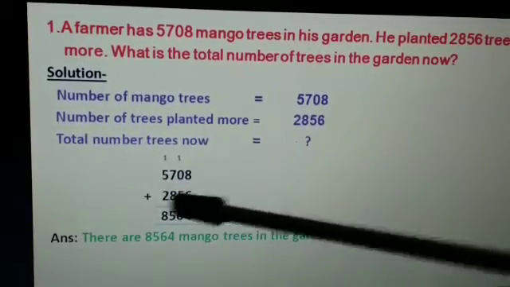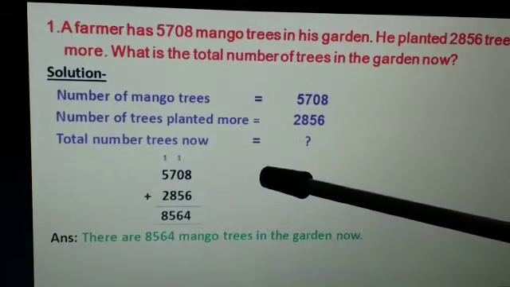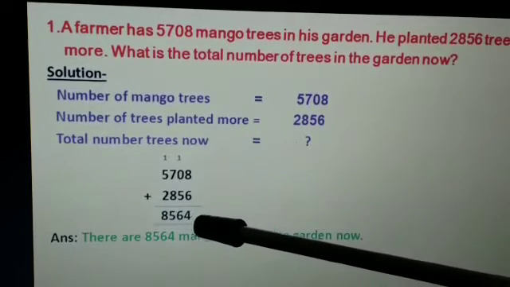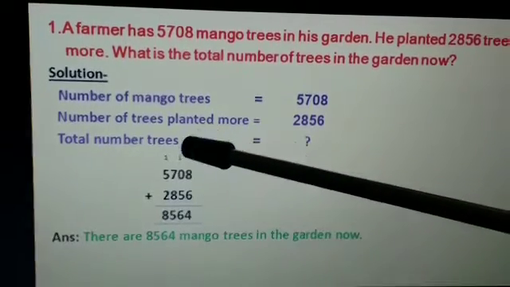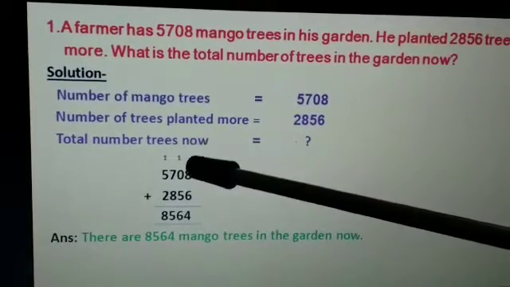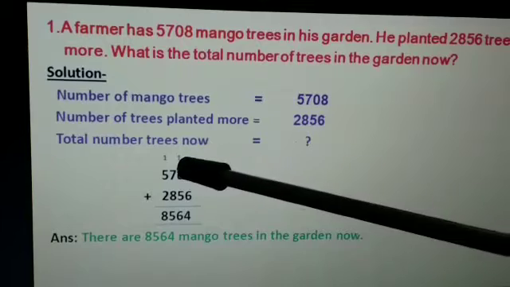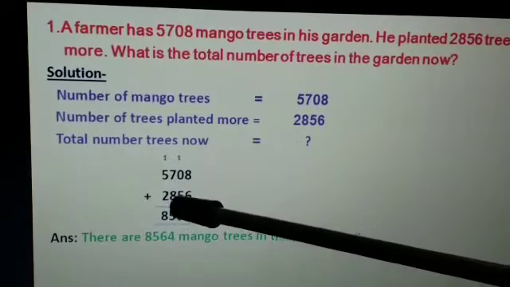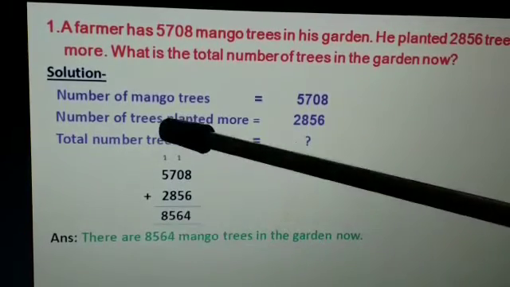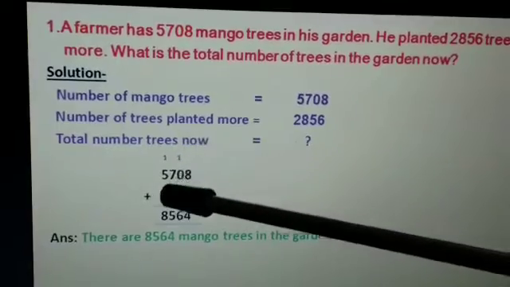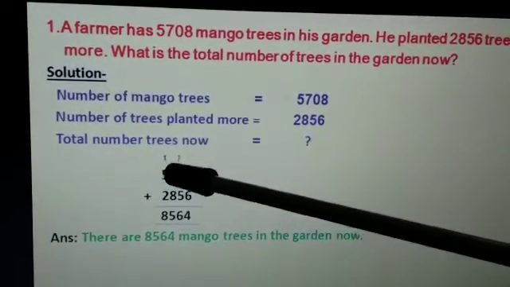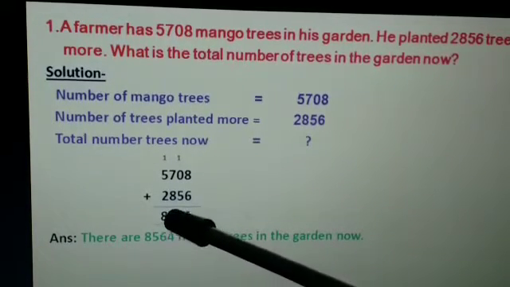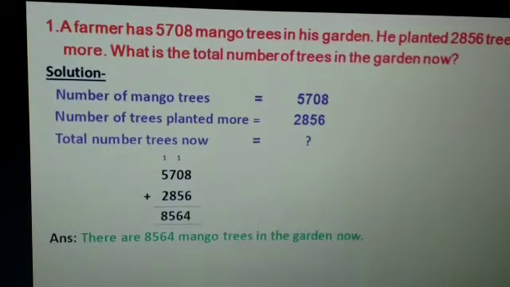So we have to arrange the numbers in columns, 5,708 and 2,856. 8 plus 6 is equal to 14. 4 will be here and 1 will be carried over at the tens place. Then 1 plus 0 is equal to 1 and 1 plus 5 is equal to 6. Then 7 plus 8 is equal to 15. 5 will be here and 1 will be carried over at the thousands place. 1 plus 5 is equal to 6 and 6 plus 2 is equal to 8. That means there are 8,564 mango trees in the garden now.